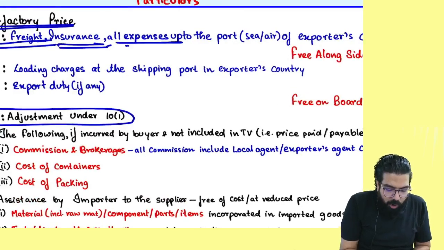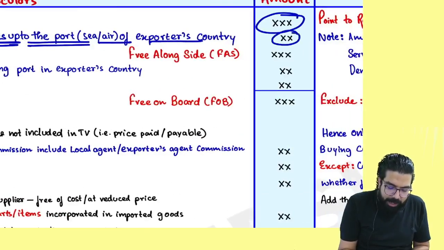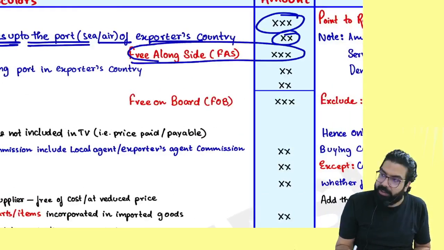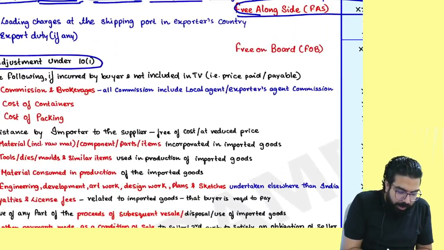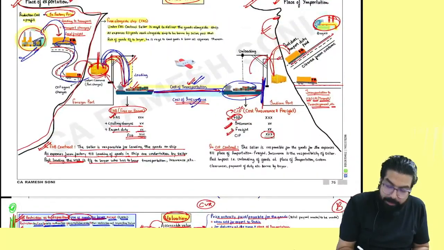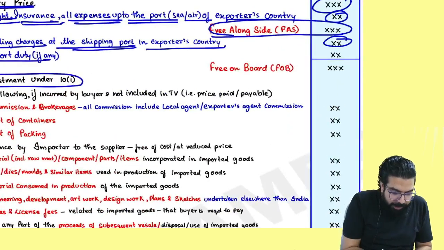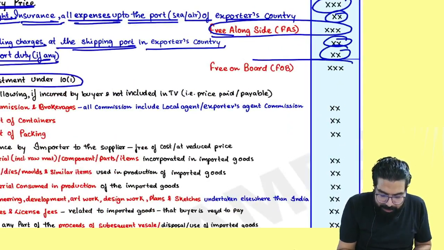Freight, insurance, all expenses up to the port of the exporter. And then you will arrive at the FAS. Sir, I will do the loading charges at the shipping port. People, now what will happen? Loading will happen at the exporter country plus the export duty, and you will arrive at the FOB.